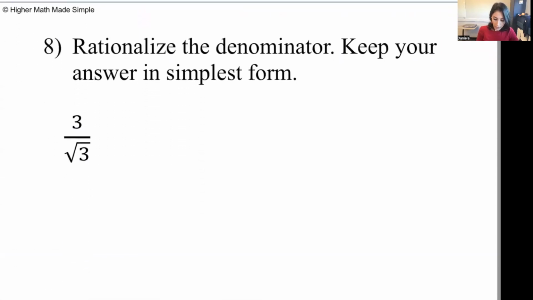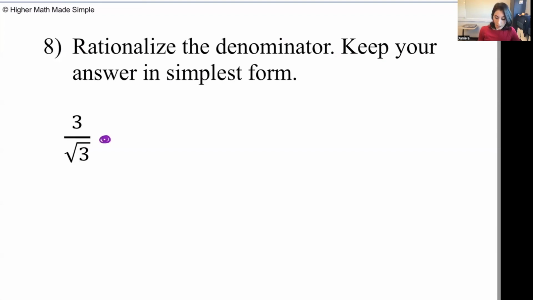Now we're going to get into rationalizing the denominator. So right now the denominator is irrational and we want to make it rational. But how do we do that without actually changing the value of the final answer? So it turns out you can actually multiply by 1, right? Anything times 1 is itself.